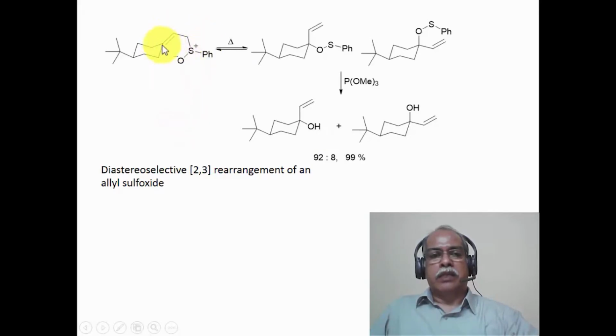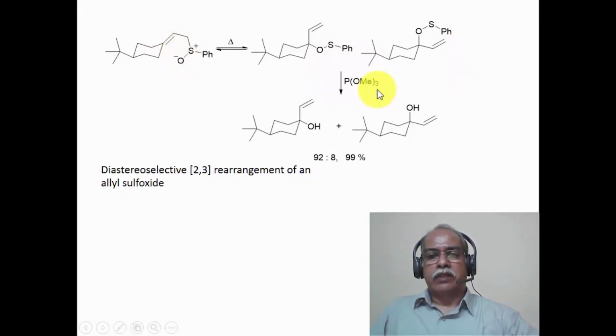This allyl sulfoxide, which is an exomethylene derivative of the 4-tertiary butyl cyclohexyl derivative, the sulfoxide can approach this double bond either from the equatorial face or swing it around and get it from the axial face. Of course, swinging it around and getting it through the axial face will be sterically more hindered. So these are the two sulfinates that are produced by a 2,3 sigmatropic rearrangement. This is the carbon-sulfur bond that is broken, and the carbon-oxygen bond that is formed is this particular bond. So this 2,3 sigmatropic rearrangement produces these two sulfinates.